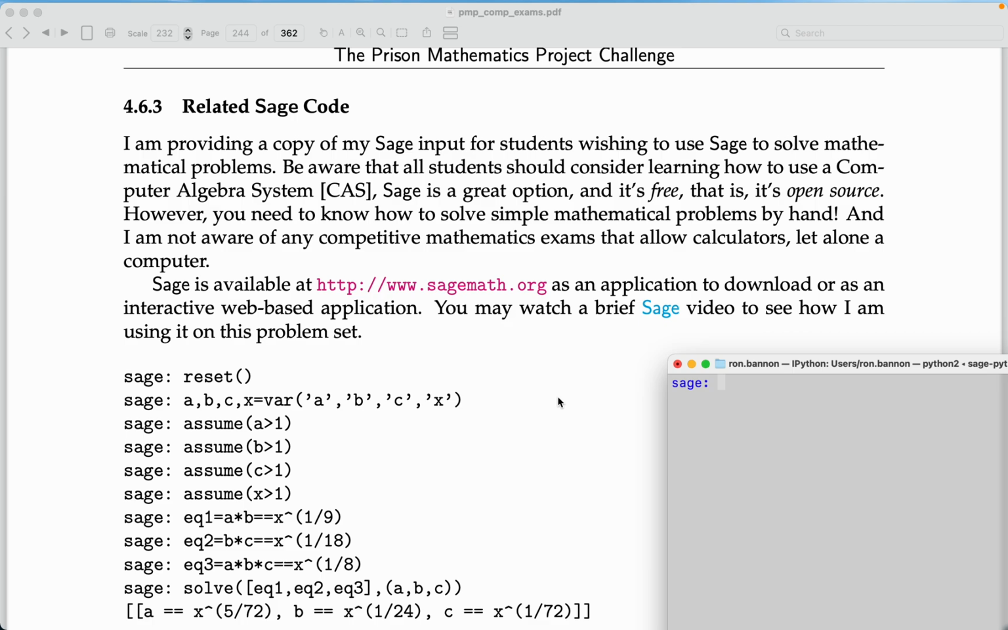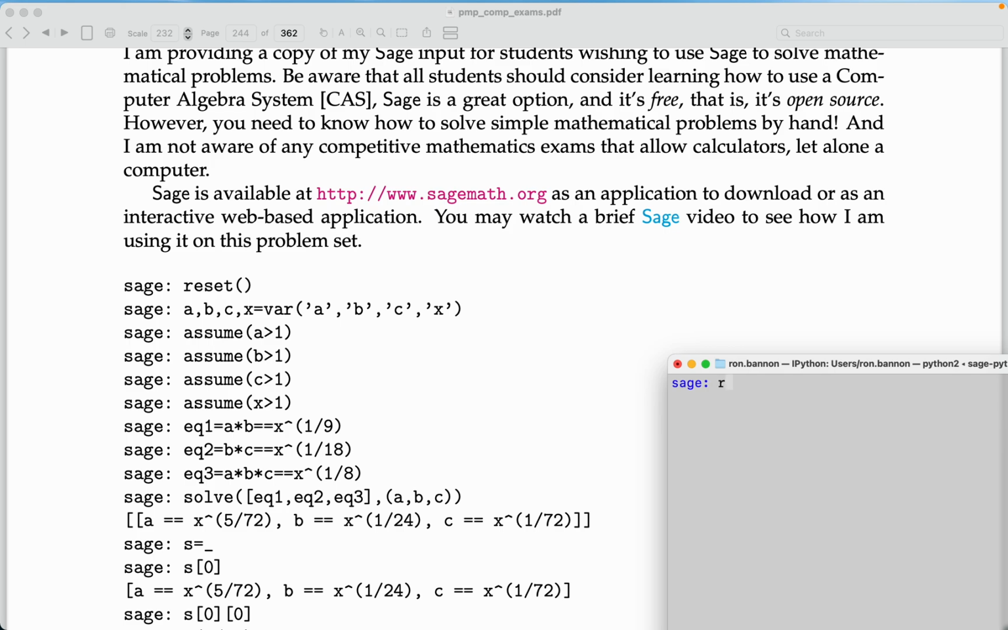In 4.6.3, the related Sage code. Let's go through the code. Reset. Looks like I'm defining 4 variables, A, B, C, and X.